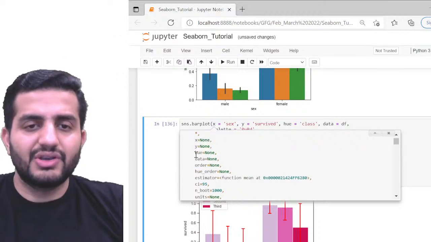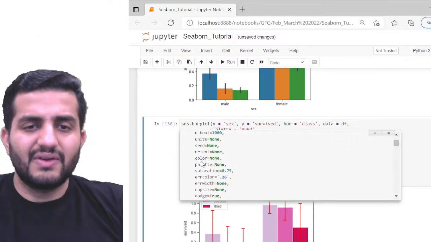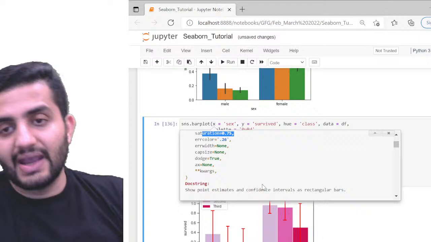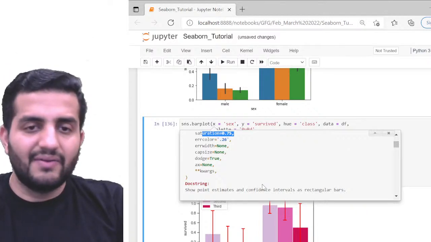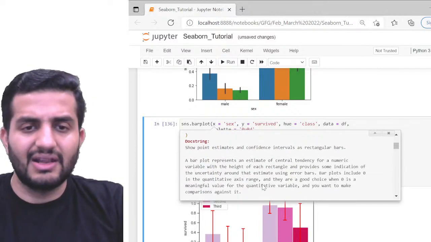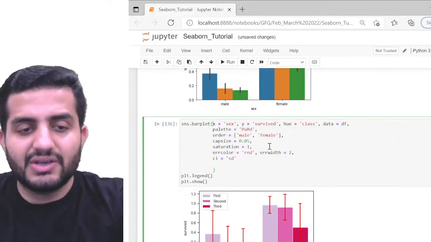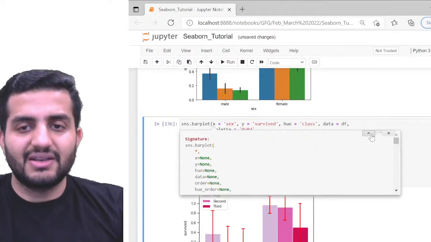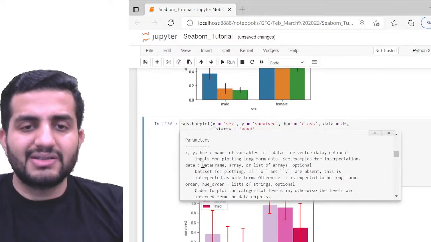So you have n number of things: hue, data, order. We have CI, confidence interval. We have units. We have seed, palette, saturation, error color, error width. And again, if you don't know the meaning of these hyperparameters, it's pretty fine. Even I would say the maximum of people still don't know everything in the hyperparameters, right? So that is the reason why we have this documentation. Just do a shift enter, and this dialog box will open, and just do a plus here. It'll open up the entire doc, right? And then for each of my hyperparameters, the definition is also given.